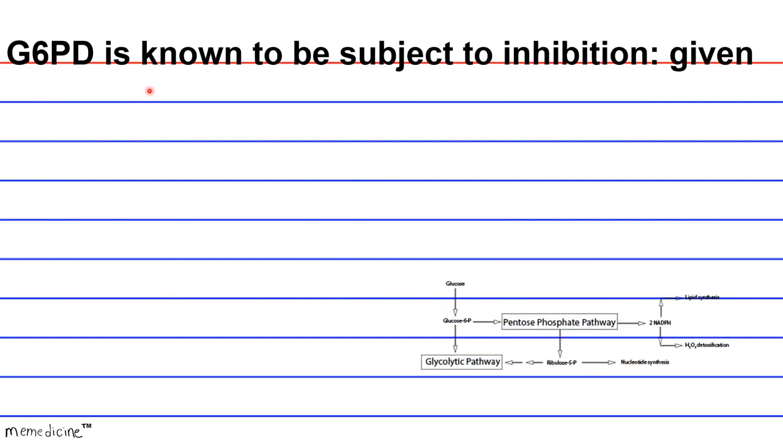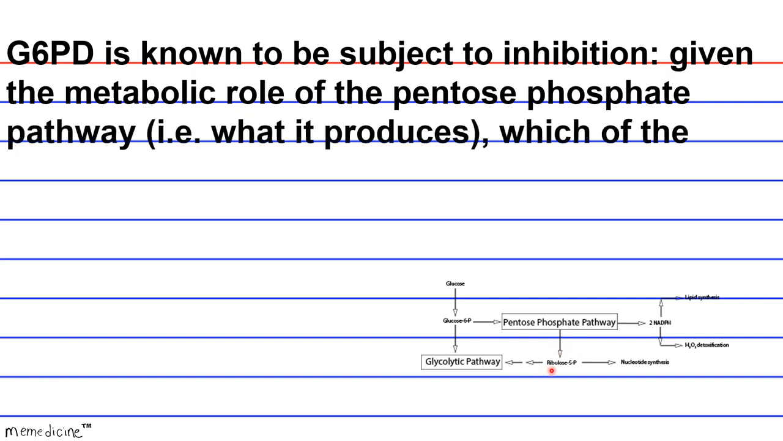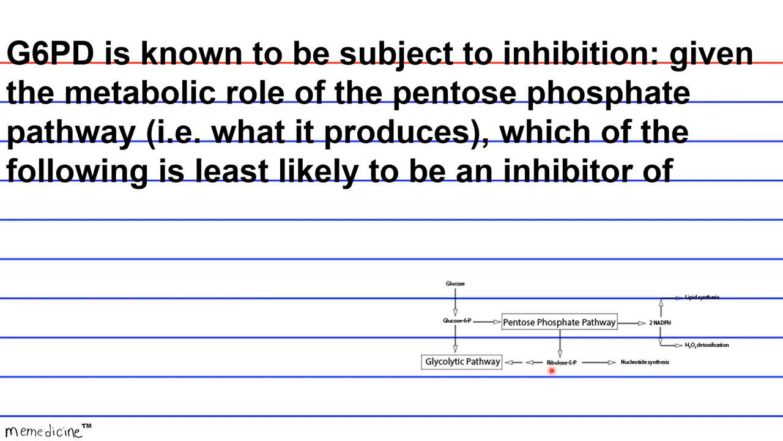G6PD is known to be subject to inhibition. Okay, so this enzyme would act somewhere along here, between here and there, maybe about right here, in the pentose phosphate pathway. Given the metabolic role of the pentose phosphate pathway, that is what it produces, which of the following is least likely to be an inhibitor of G6PD?